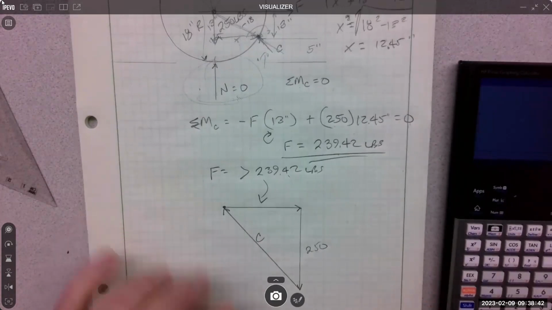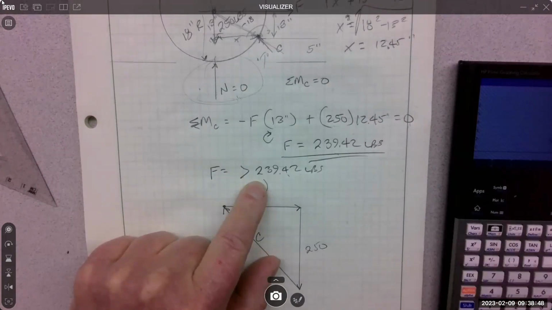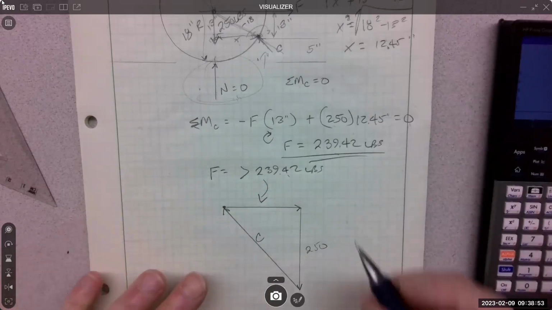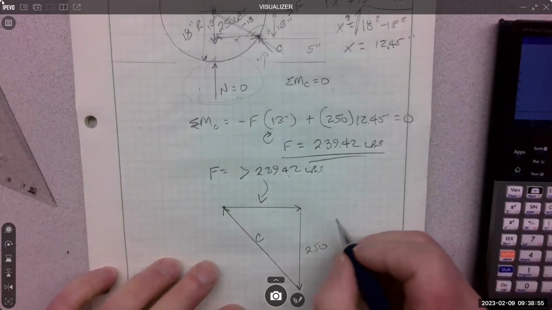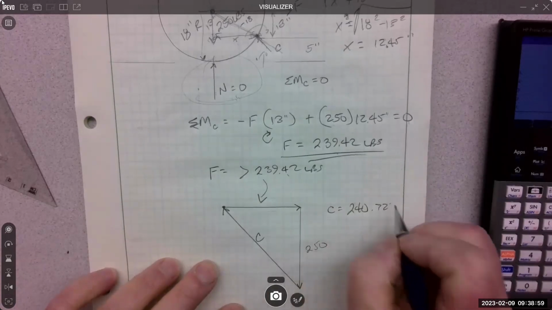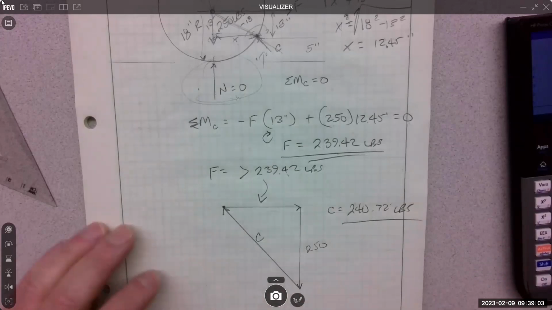So I just need to square that and 250, add them together and take the square root. 240.722. So C equals 240.72 pounds. Yeah, and I would probably want to calculate the angle that it goes on.